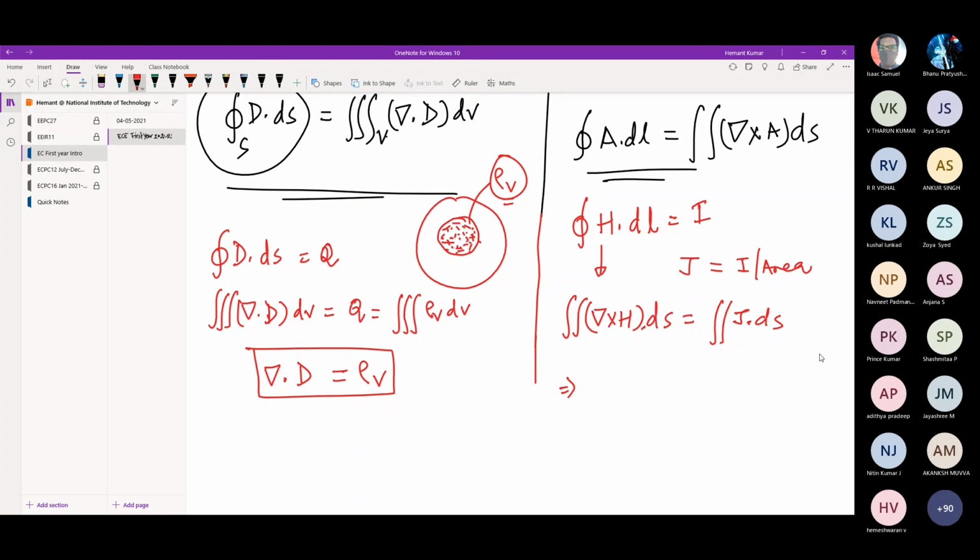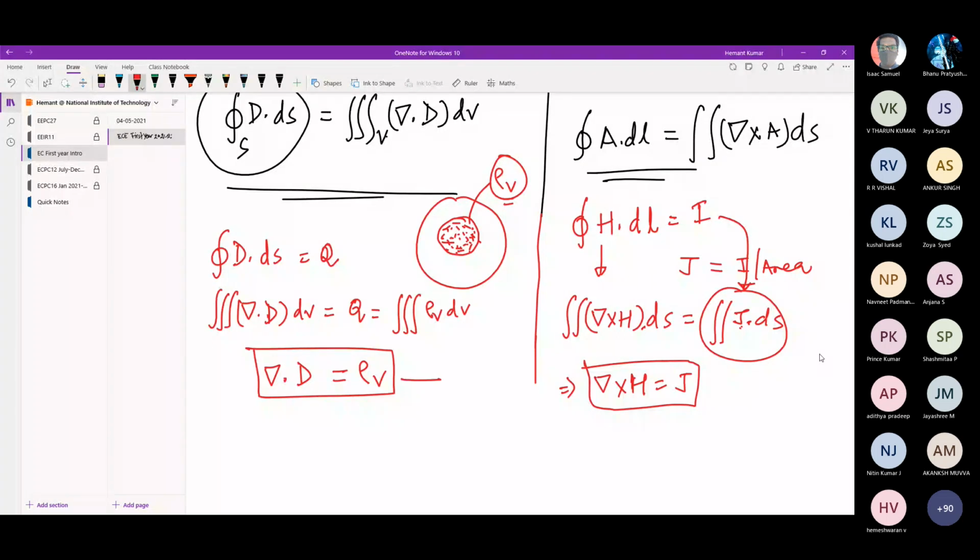Now you equate these two terms, because this term is nothing but equal to I. J is the current density. If you multiply by the total area, you will get the total current, right? So del cross H equals J. This is the Maxwell equation in the differential form.